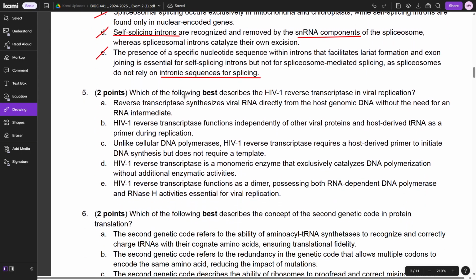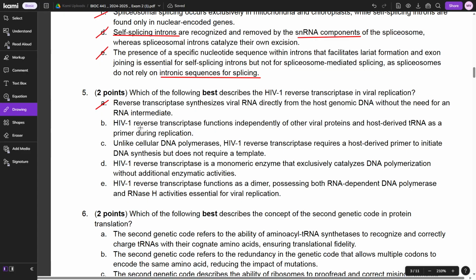Which of the following best describes HIV reverse transcriptase in viral replication? For this, I'm looking for something that says we take our RNA and reverse transcribe it to DNA, something like that. Reverse transcriptase synthesizes viral RNA directly from host genomic DNA. No, right? Reverse transcriptase reverse transcribes. It goes from RNA to DNA. It does not go from DNA to RNA, right? I think there is a subunit of it that is a DNA polymerase, but that's not what's going on here.